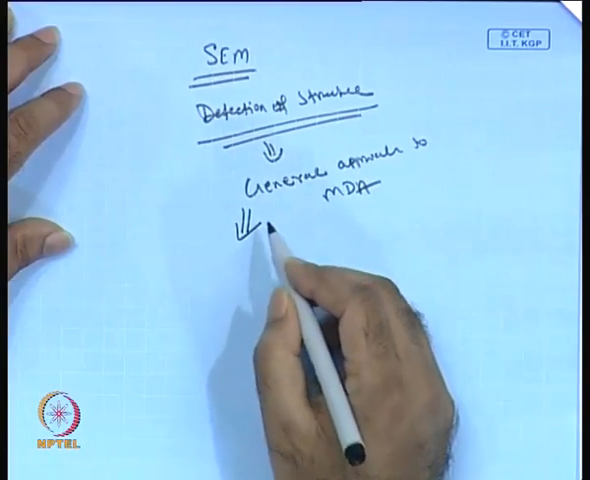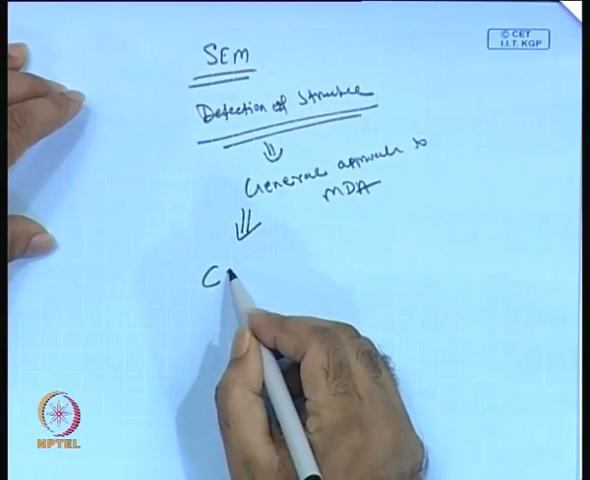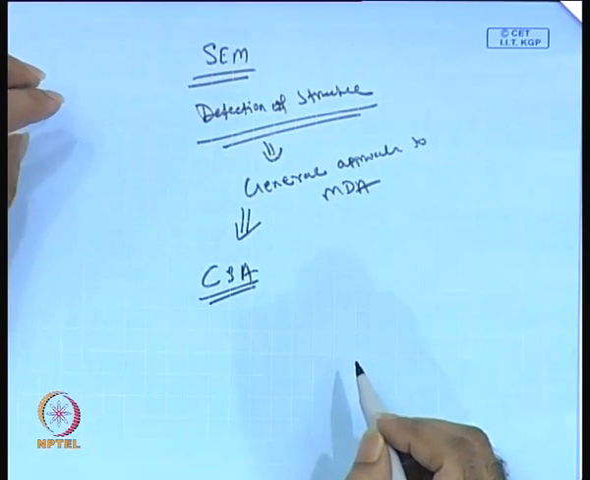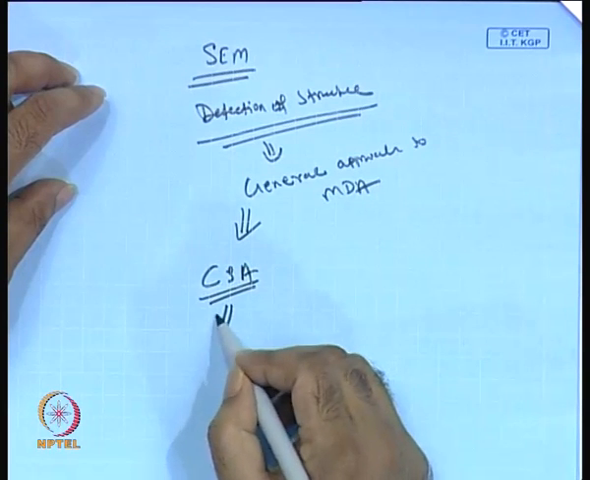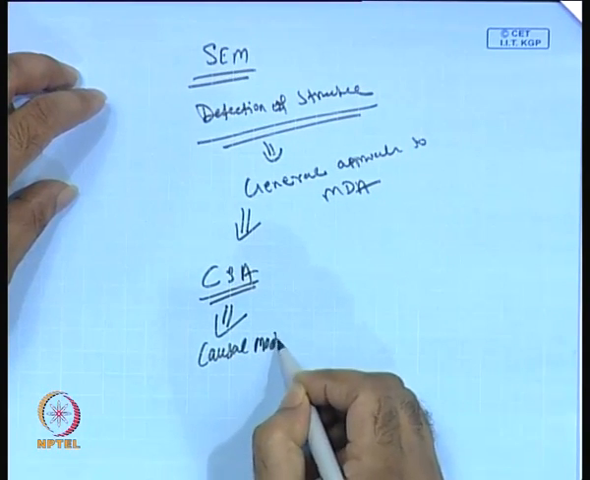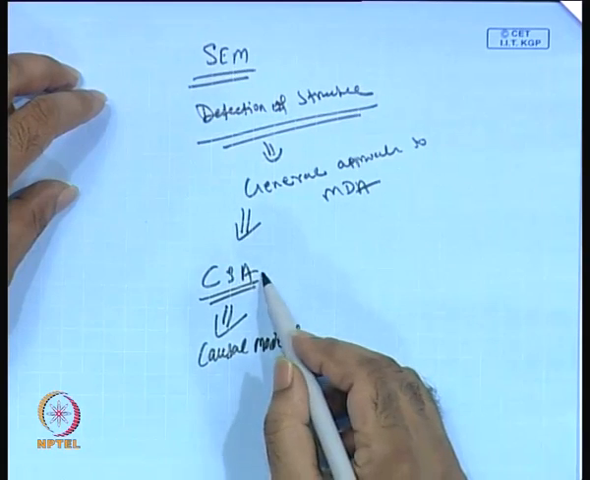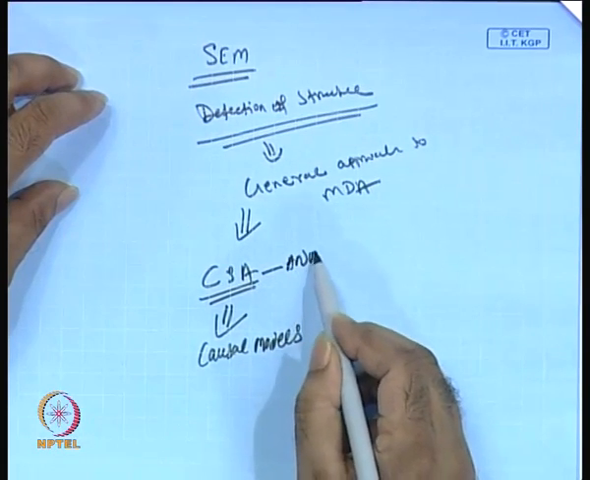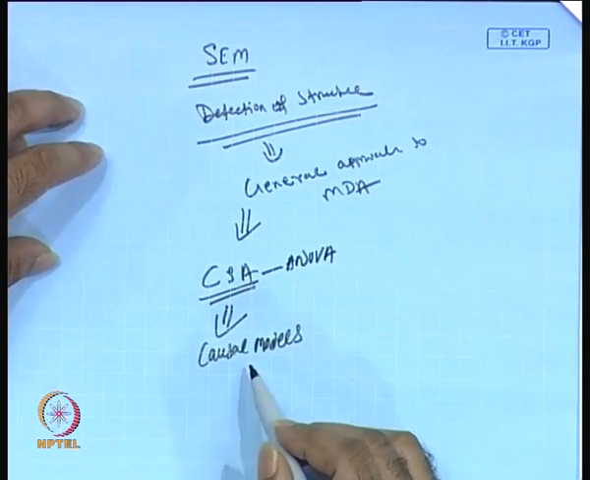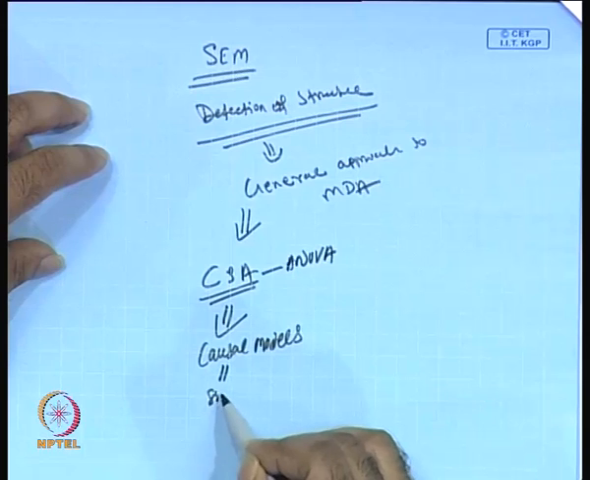There are various ways we can represent structural equation modeling. It is called covariance structure analysis, CSA. Sometimes it is called causal models, and it is otherwise called ANOVA, analysis of variance. Then simultaneous equations. It is the question of simultaneous equations.